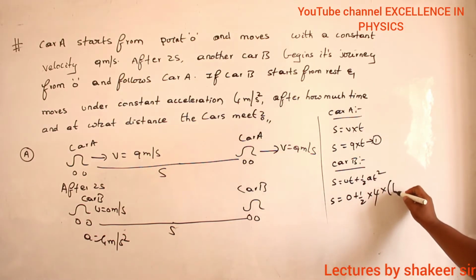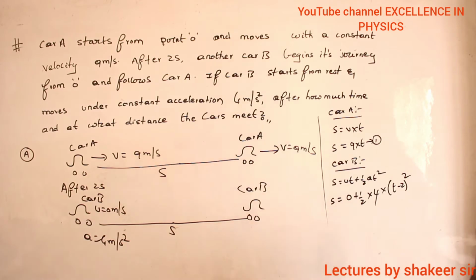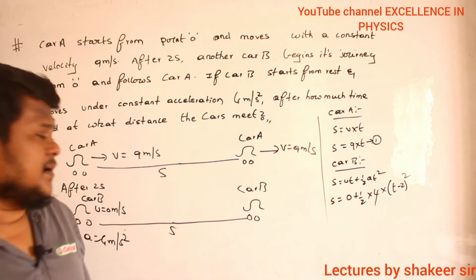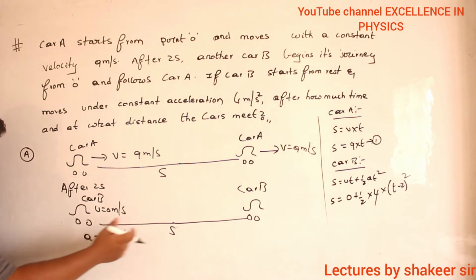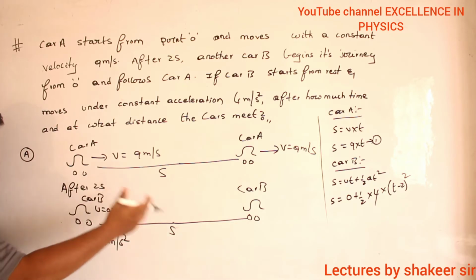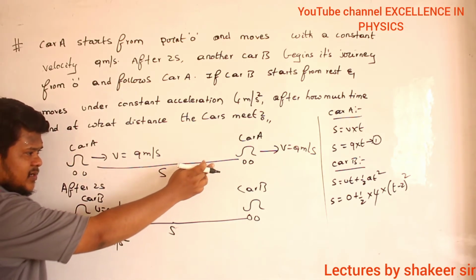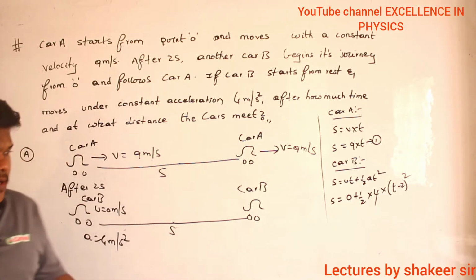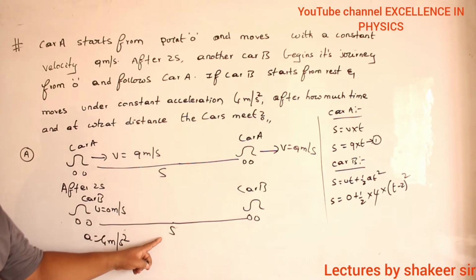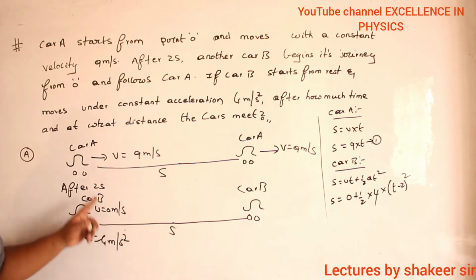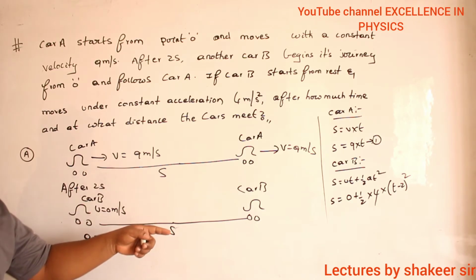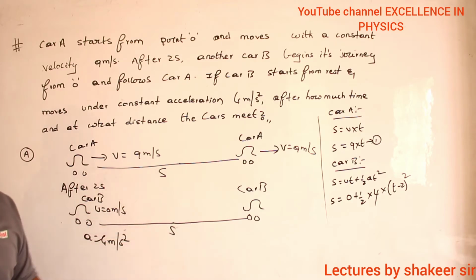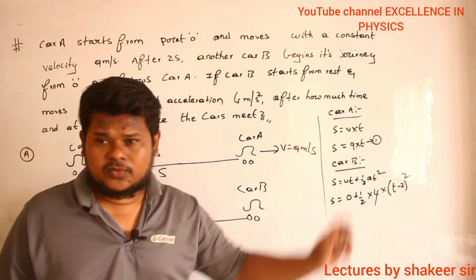Time taken is t minus 2 whole square. T minus 2 will become the time taken. How can you say time taken is t minus 2? After 2 seconds this car has started. This car has started after how much time? After 2 seconds. It means if car A has travelled 10 seconds, car B has travelled only 8 seconds. What is the reason? Because it started 2 seconds later. So it will have travelled 2 seconds less than this one, because it has started after 2 seconds. That is why I am writing t minus 2 whole square.